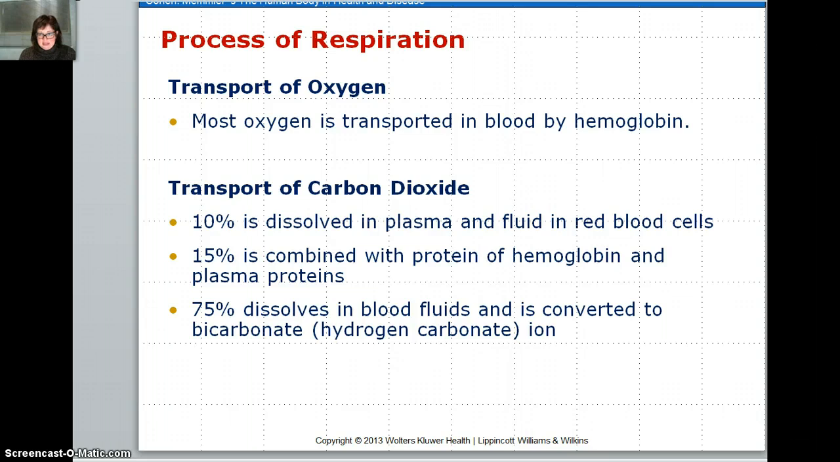We haven't talked about the regulation of respiration, and I only have 5 minutes left. So this will be the end of this one.